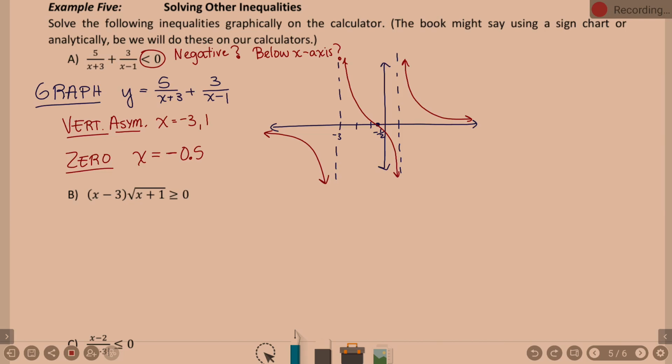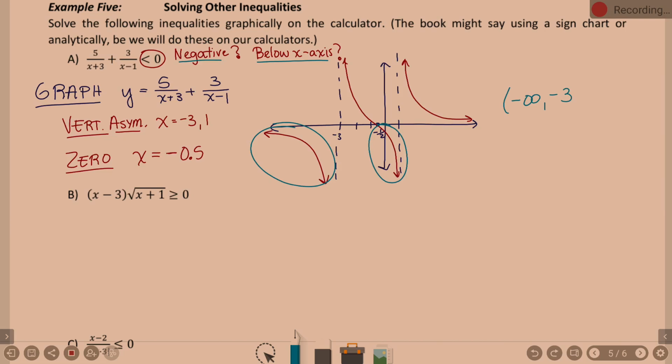Which sections of the graph do we care about? The negative ones, where my graph is below the x-axis. So here and there. I just circled those. Those are my answers. Now the question is, how am I going to express those intervals? This first interval, what in terms of x values is it? Negative infinity to negative 3. And part of the key information here is, does it touch negative 3? No.